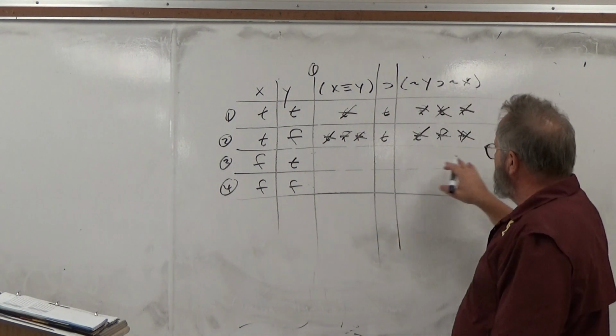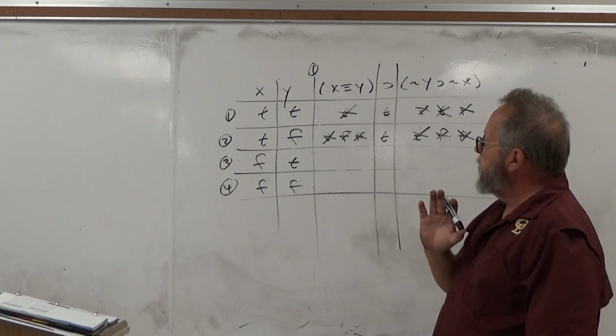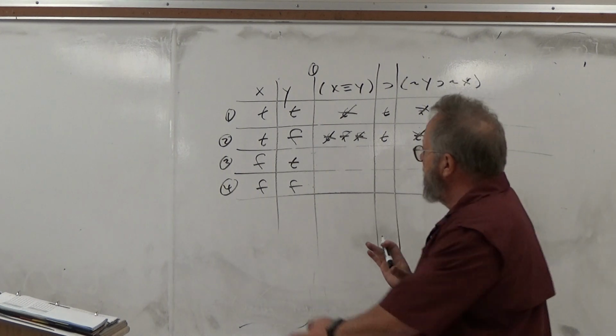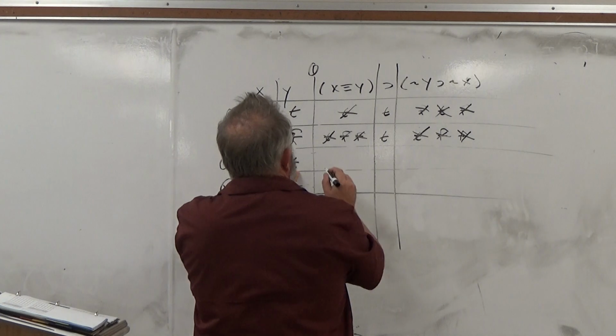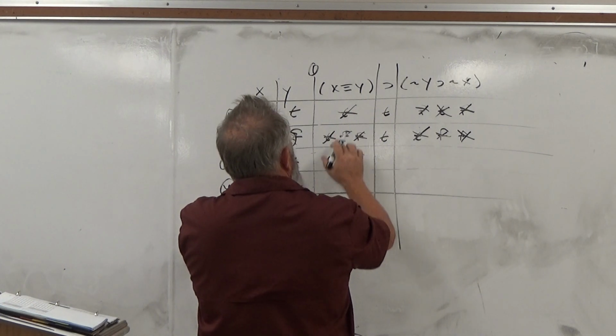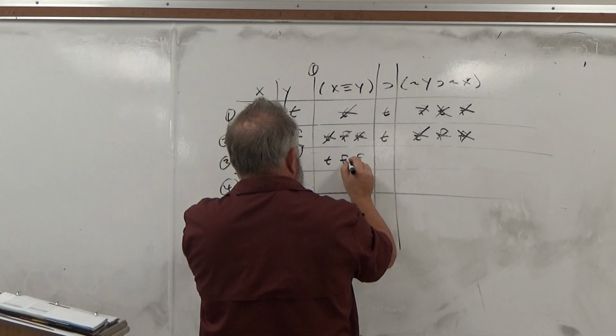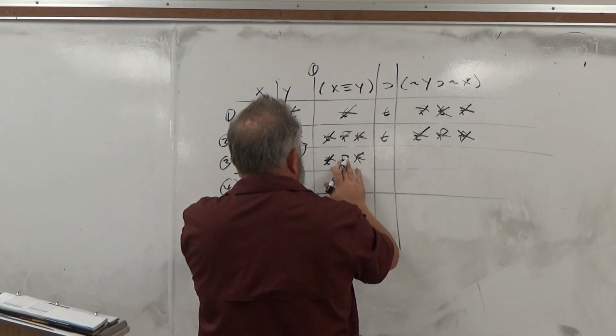Okay? Now we do the same kind of process for line 3, but this time X is false and Y is true. Okay? So X is true, Y is false. So we have true if and only if false. That's line 2, and we discovered that that is what? False. So we calculated the antecedent.